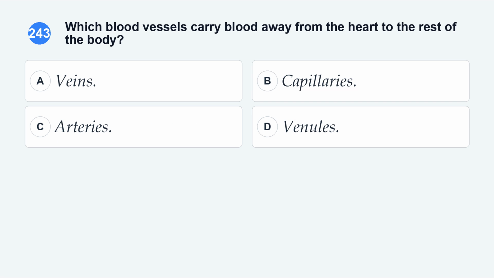Question 243. Which blood vessels carry blood away from the heart to the rest of the body? Option A, veins. Option B, capillaries. Option C, arteries. Option D, venules.